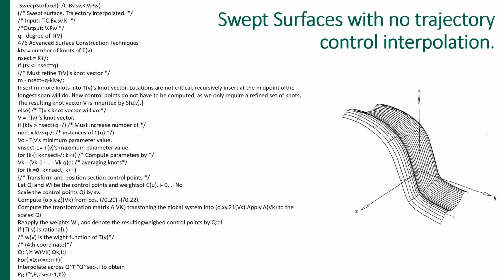Similar to the previous slide, but this is different from the above figure. This is a swept surface with trajectory control interpolation. We take a trajectory control point, then BV and SV as input functions, and Q and K need to be minimum. By performing transformations and positioning, we get an output of a swept surface with trajectory control interpolation.